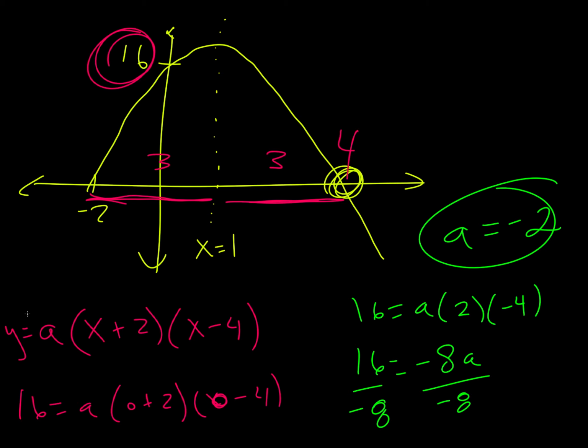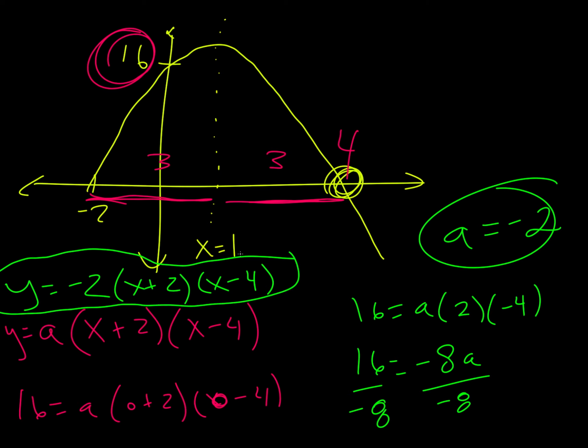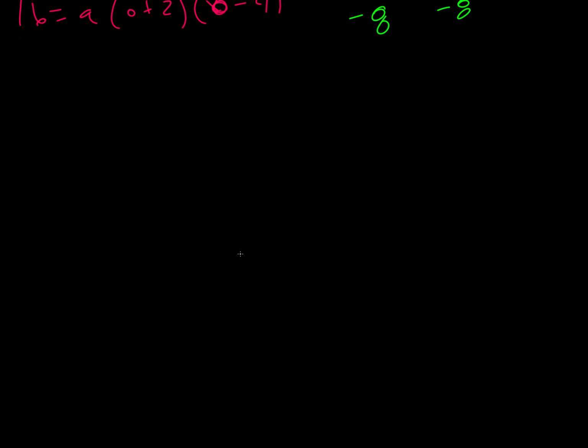And so we just rewrite this thing. y equals negative 2, x plus 2, x minus 4, and that's our final answer for that one. Okay, let's keep moving on.